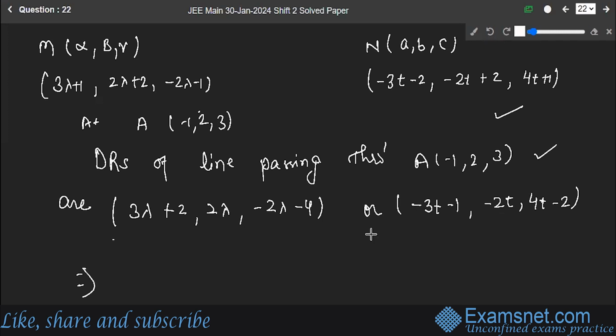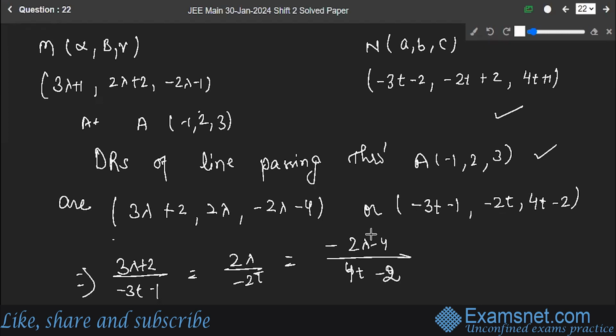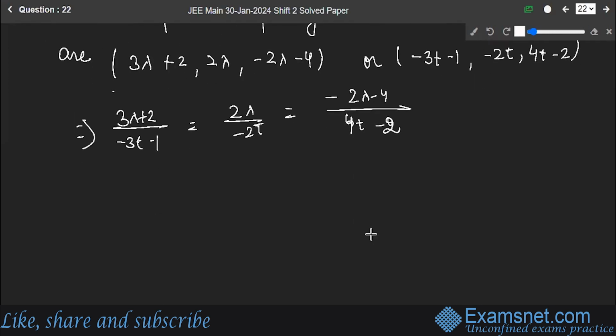This implies that 3 lambda upon 2 is equal to 2 lambda upon minus 2t, is equal to -2 lambda minus 4 upon 4t minus 2. So let's solve them to get the value of lambda and t. Using first of all these two, this will be -6 lambda t minus 4t is equal to -6 lambda t minus 2 lambda. They will cancel out. So you will have 2t is equal to lambda.